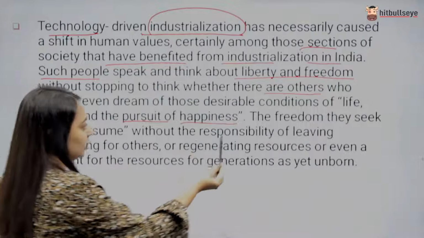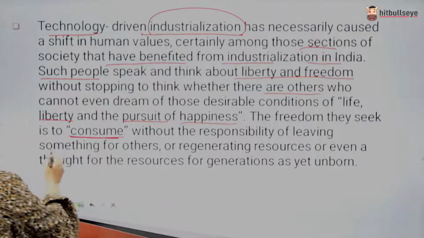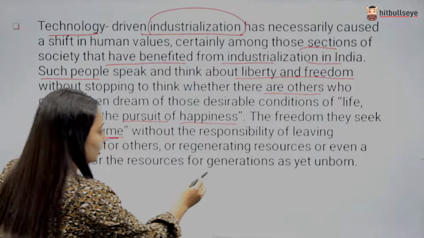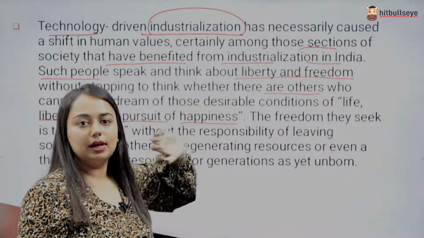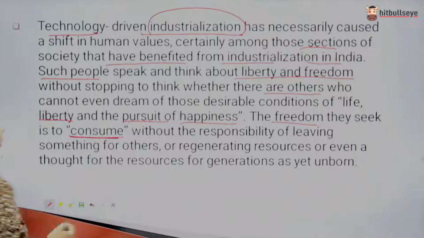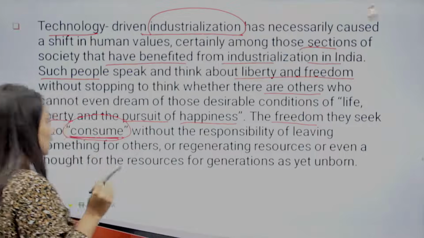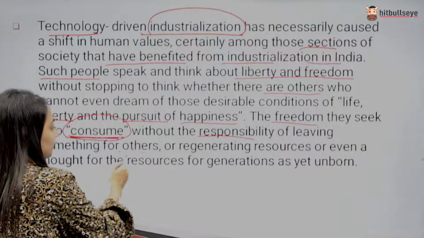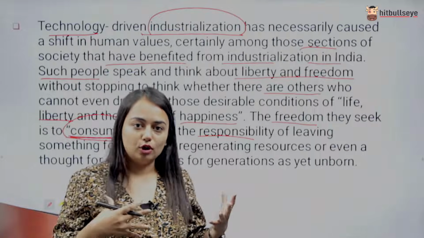Okay, so moving on to the next line. The freedom they seek is to consume without the responsibility of leaving something for others or regenerating resources or even a thought of the resources for generations as yet unborn. So what the passage is saying is that the people who talk about freedom and liberty, who are benefiting from industrialization, what freedom do they talk about? The freedom in which they can consume the maximum, with no restriction on their consumption, and they take no responsibility for others, as in those people who are not benefiting or not able to use these resources, or the generations and people that are yet to come, the unborn generation.